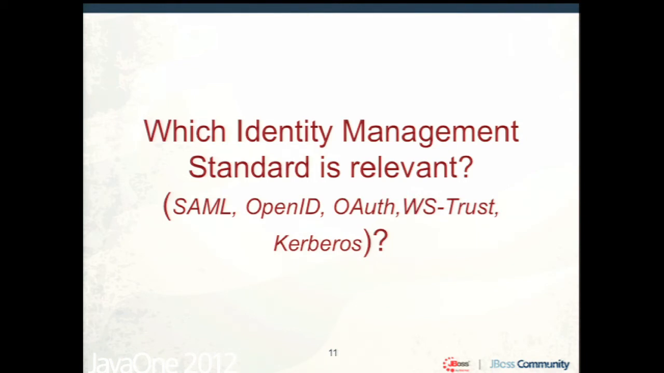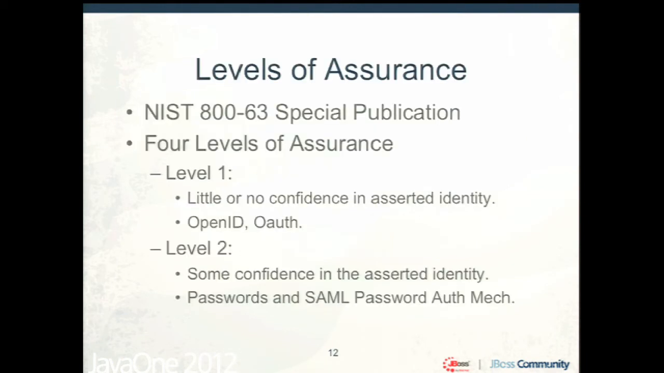Where do you start? What we use is something called NIST 800-63, a special publication, which has this concept of levels of assurance. It defines 4 levels of assurance, and the first level is where you have little or no confidence about the asserted identity. If somebody comes and says this is Anil, it can be Anil, it may not be Anil.